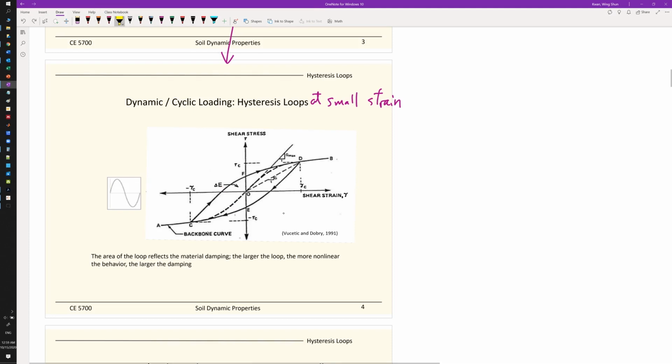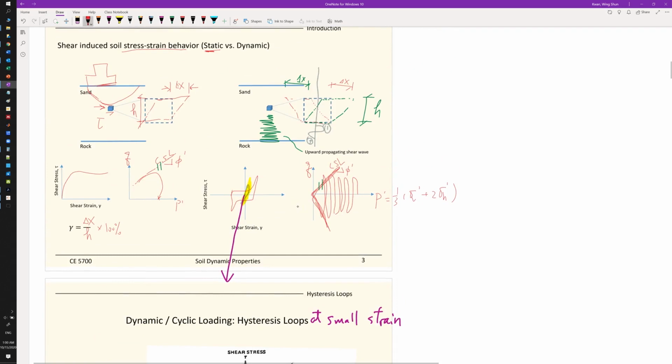So imagine this is your loading time history. If this particular sine wave loading here, the x-axis is time, and the y-axis is the shear stress. So what I'm trying to refer to here is this loading cycle.